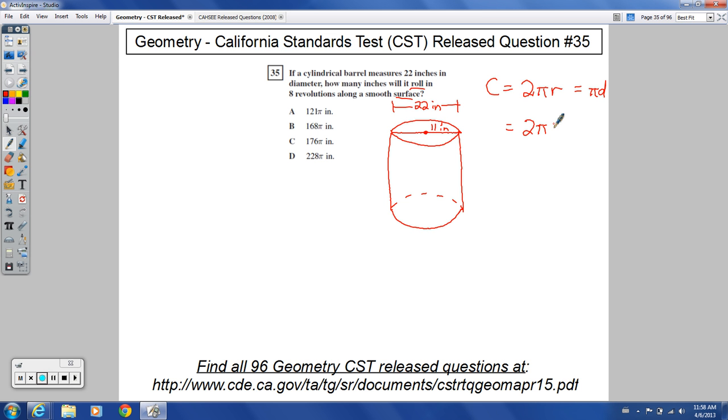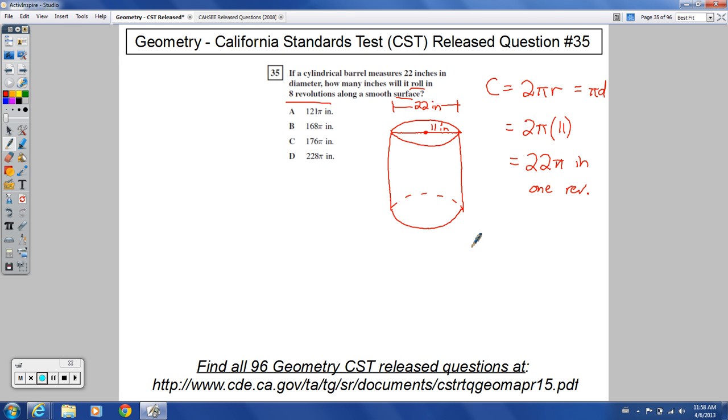And so this would be 2 pi times 11. You plug in 22 there, you get the same thing, 22 pi. This is in 1 revolution though. That's just the barrel rolling around one time. So in 1 revolution, you look at your answer choices. Uh-oh, it's not there. Hold on. It says in 8 revolutions.